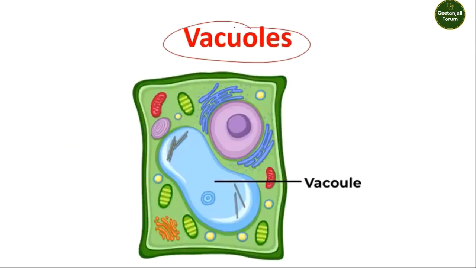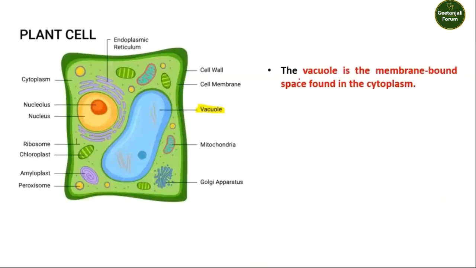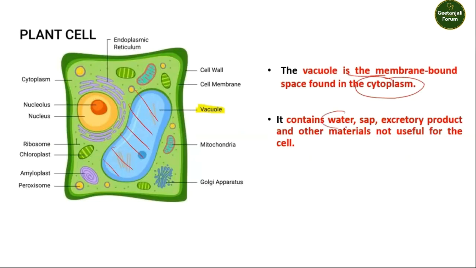Now next is the vacuole. This is a vacuole. Inside a plant cell, a very big vacuole is found. A vacuole is a membrane-bound space found in the cytoplasm. So the vacuole has two membranes, one outer membrane and one inner membrane. Vacuole contains water. In this space of the vacuole, there is water, sap, and excretory products, which are the products to be excreted outside the cell. They are also present inside the vacuole, and other material not useful for the cell. Such matter is also filled inside the vacuole. The vacuole's function is to eliminate unnecessary matter outside the cell because that matter is harmful.